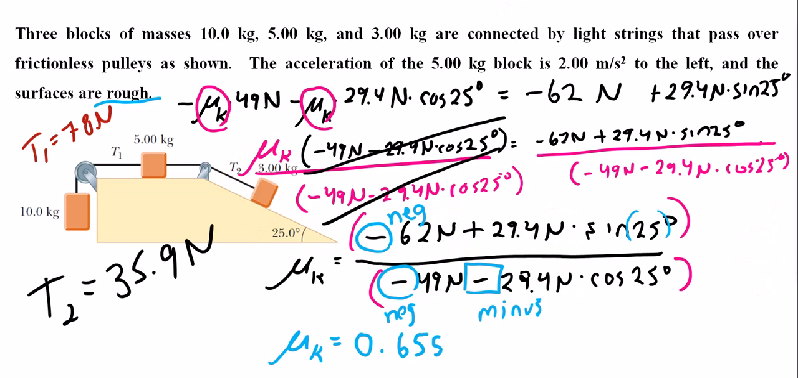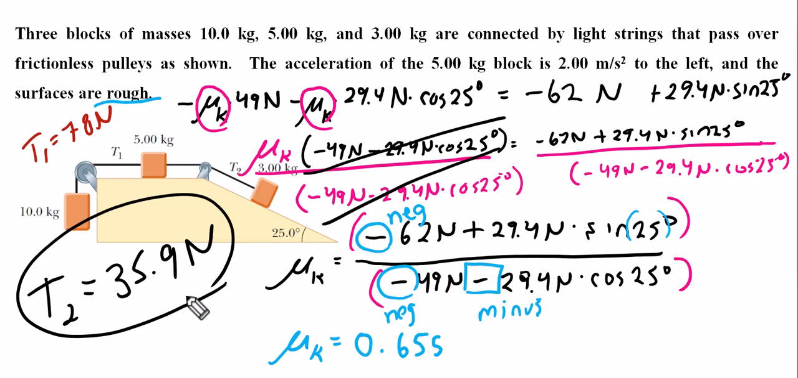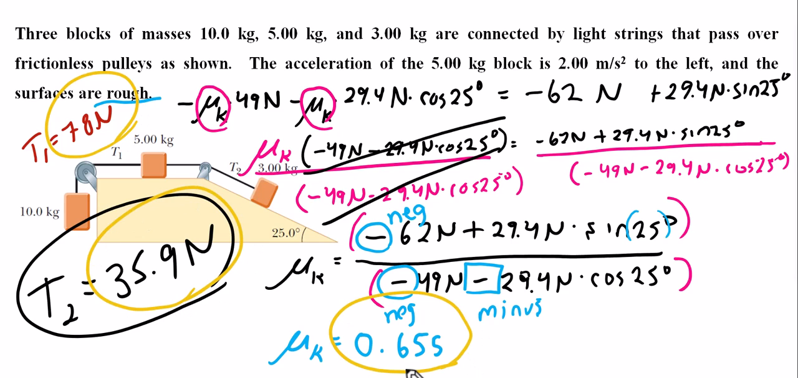I will leave it up to you to verify that the T2 tension is going to be 35.9 newtons. And please note that the math itself is revealing to us that we did a pretty decent job. I got a positive answer for T1, a positive answer for T2, and a positive answer for the coefficient of friction. If we would have happened to get a negative anywhere, then that means we set something up wrong. We assumed some positives and negatives to be wrong, and then we'd have to go back and kind of see where things went bad. All right.